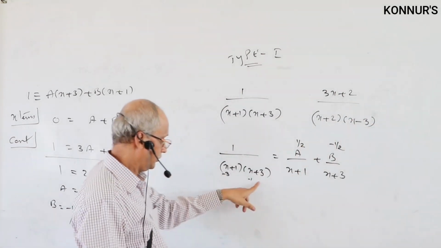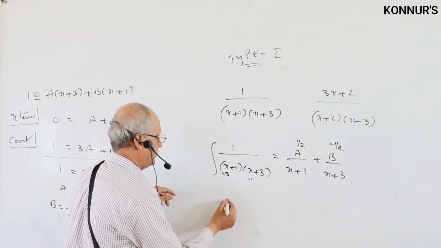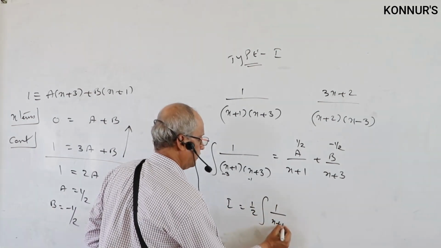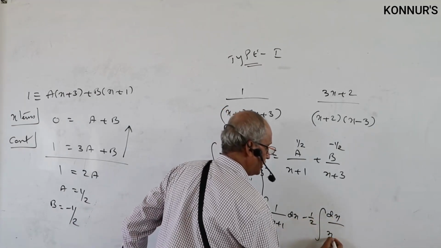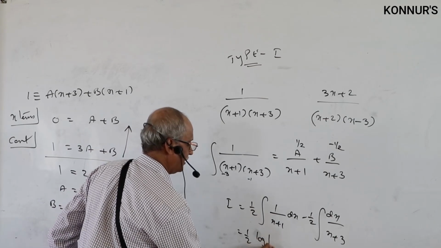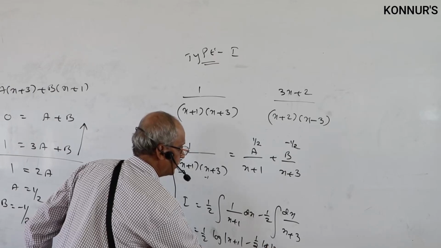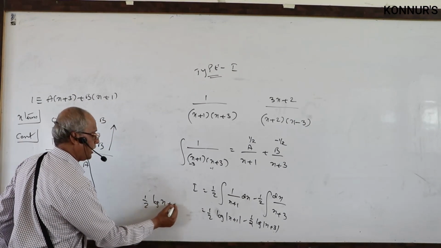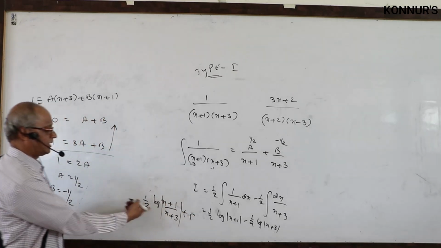Now you see. First I will finish this one. Once you integrate on both sides, I equals half integral 1 by x plus 1 minus half integral dx by x plus 3. And you know the denominator linear gives a logarithmic answer: log of x plus 1 minus half log of x plus 3. And half is common, log m minus log n. What is the formula? m by n. Plus c. This is your answer.